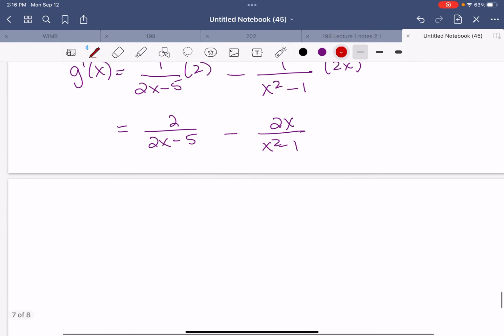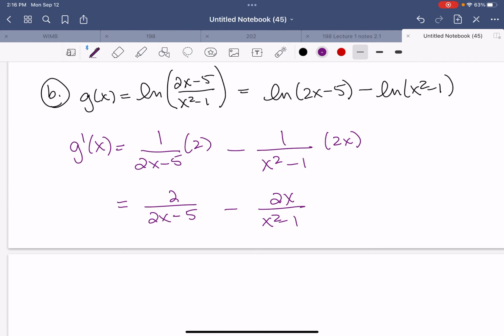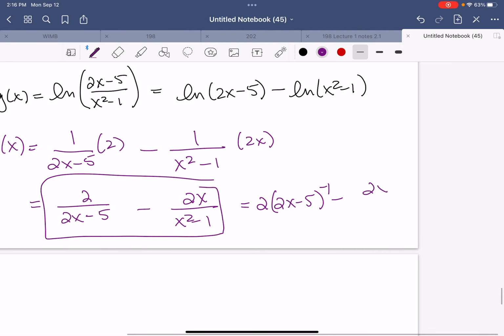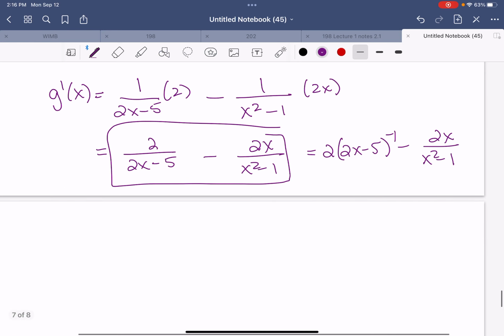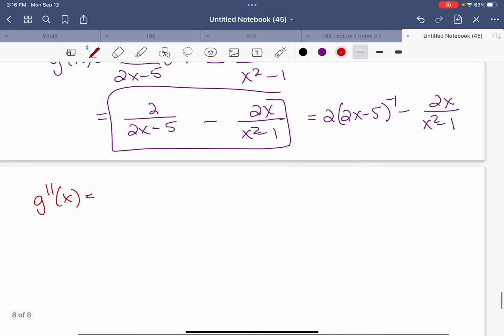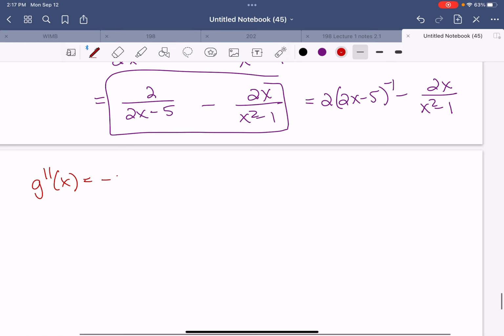For my second derivative, and actually I might simplify. So there's my first derivative. The first one I'm going to write as 2 times 2x minus 5 to the negative 1. And the second one I'm going to leave as a fraction. So that when I take my second derivative, the first one just requires a chain rule. So I take the negative 1 times the 2 to get negative 2. I leave the 2x minus 5 inside. And my new exponent, I am subtracting 1 from that. So negative 1 minus 1 is a negative 2.